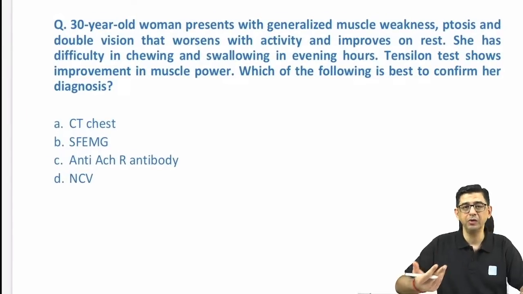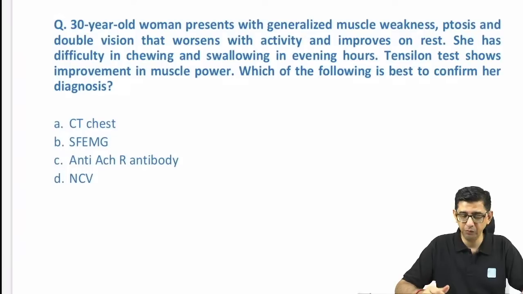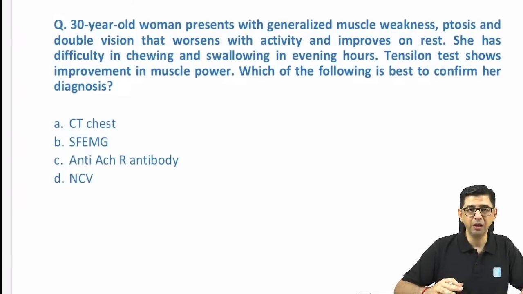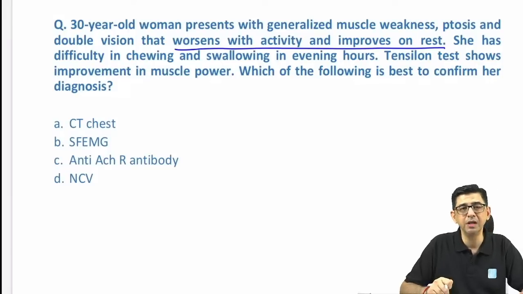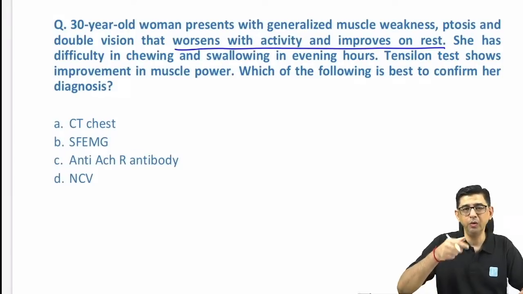Next was a long stem question, but then again a hot favorite of the examiner body, a lady with generalized muscle weakness, ptosis, and double vision, and that worsens with activity. I think this phrase was given that the manifestations in the patient will worsen with activity and improve on rest. Even she's saying that when she's trying to drink water or she's eating in the evening, the symptoms are worsening. So that's very classical for myasthenia gravis.